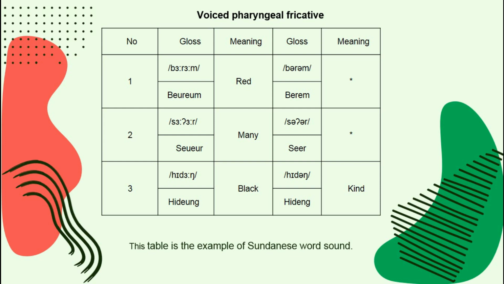Number 3 is different. Sundanese recognize the word hidung and hideng. Sundanese has these two sounds. The first, pronounced with e, means black, and the second, pronounced with e, means kind. For this case, data number 3 and number 4 in the table are categorized as sensitive sound change because each language has its own sounds.